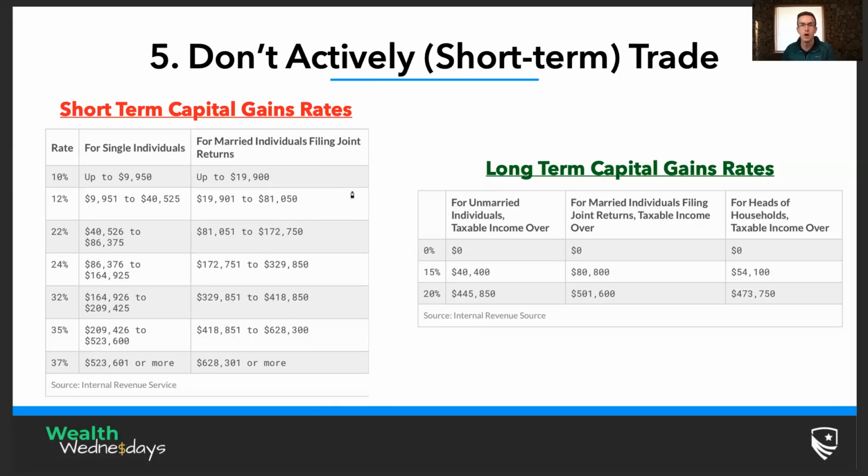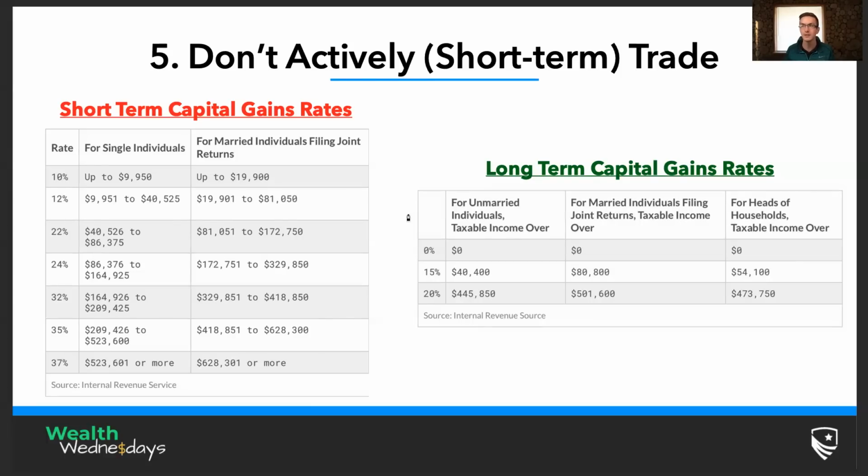Holding investments for a long term. We want to be more of long-term investors. I would make a case we should always want to be long-term investors. Okay, but again, certain people think there's value out of actively short-term trading. Do that in tax-protected accounts. Again, at every various point, it's going to make more sense to take that long-term capital gain versus that short-term capital gain.